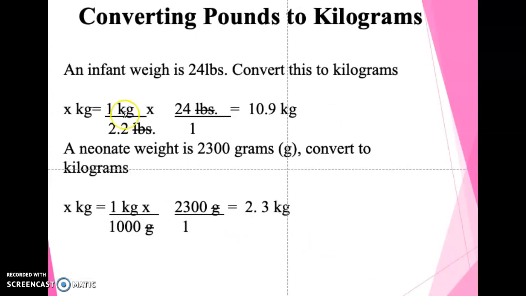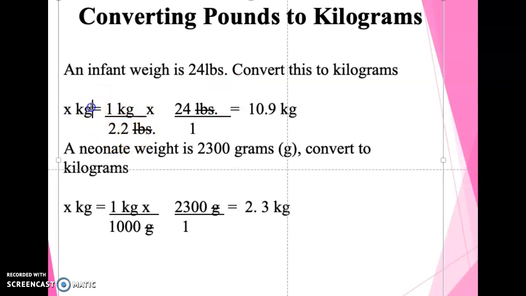Converting pounds to kilograms. This is a very simple calculation, guys, so I'm going to walk you through. Question 1: An infant weighs 24 pounds. Convert this to kilograms. As we know, 1 kilogram is equal to 2.2 pounds.